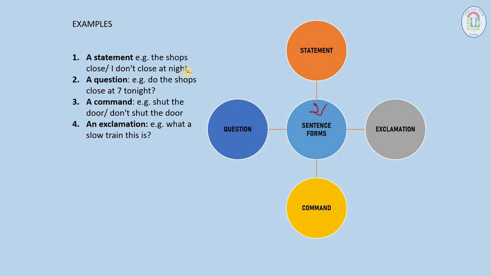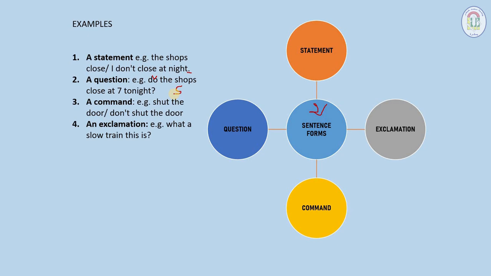A question. The question is normally a sentence that is arranged a bit differently from the other declarative sentences. So here I put the verb first, then the subject, then comes another thing. For example, I say, do the shops close at 7 tonight? So here I start with the verb, then with the subject.